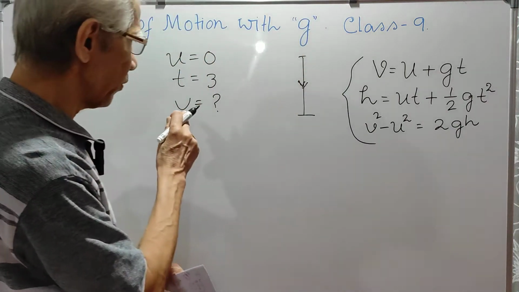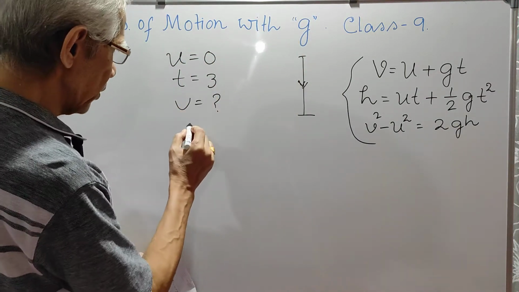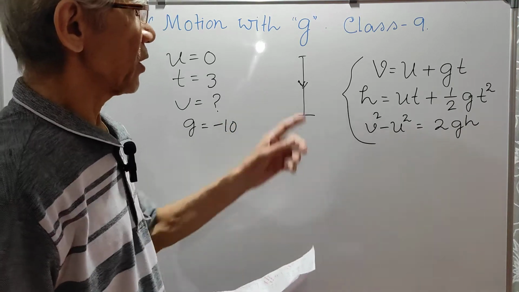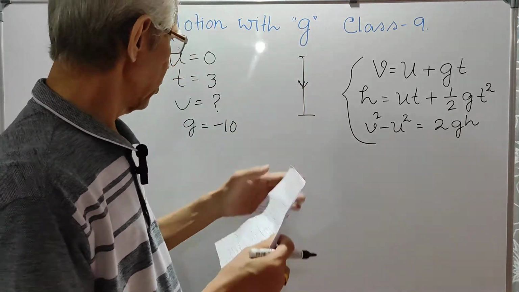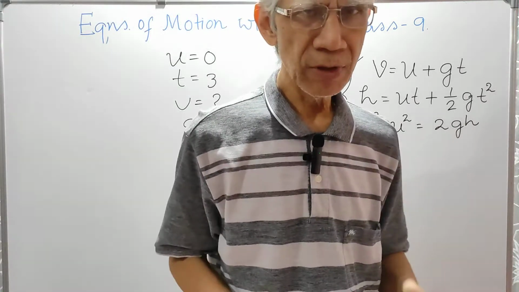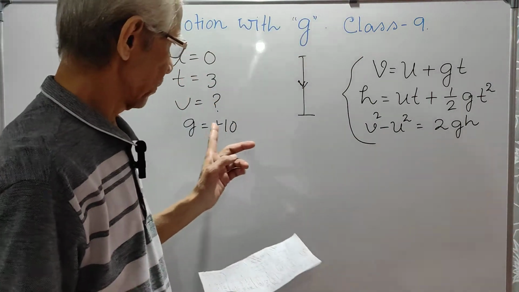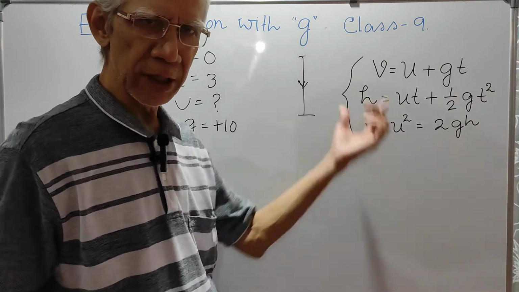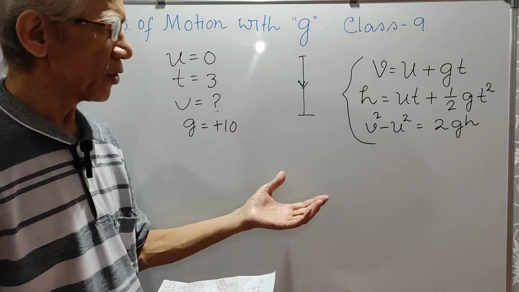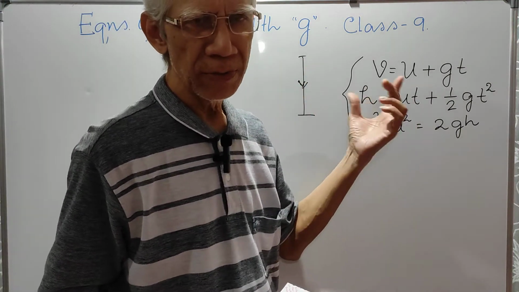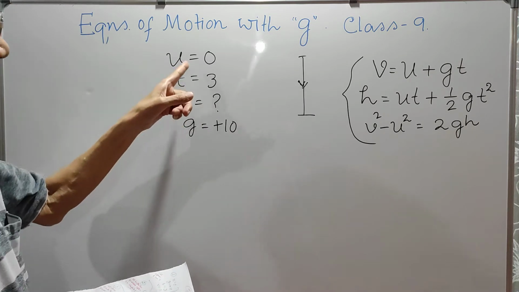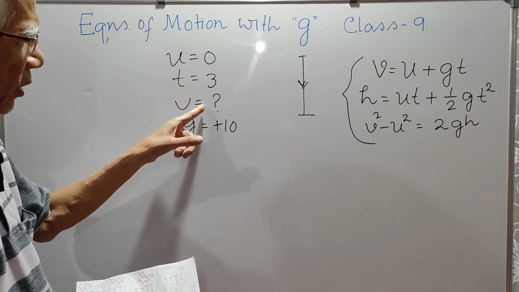That means you have to find the final velocity v, and g will be here plus 10. So acceleration due to gravity, g will be here plus 10. While coming down, velocity gradually increases, so positive acceleration. Next, when we discuss a body going up, it will be negative acceleration, so g will be minus 10. Now for calculation, as I told you, we are taking value of g to be approximately 10. Now you see, these three are known and this is unknown.